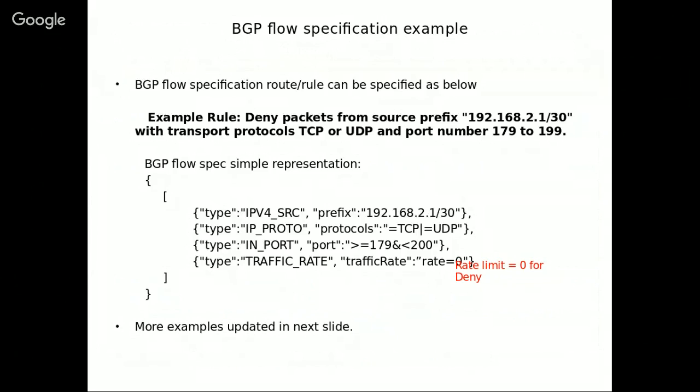So, what does this have to do with BGP? And isn't this just a flow objective or flow spec or something?